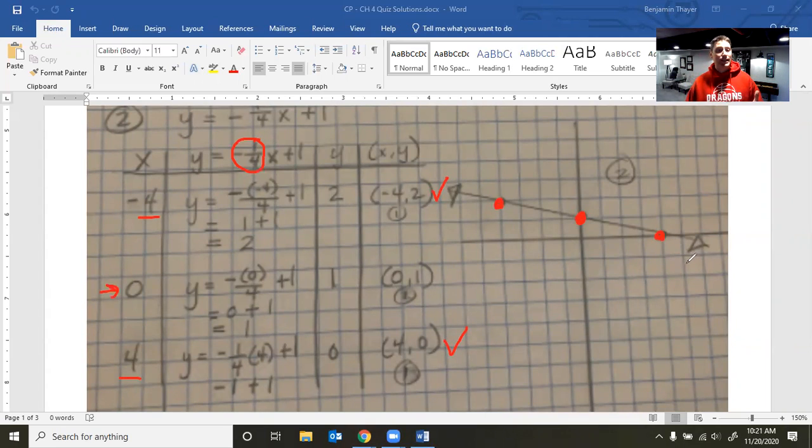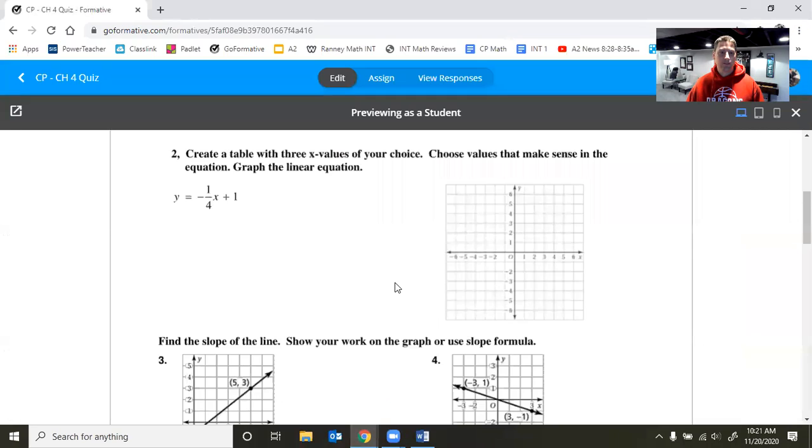Now, common sense is going to say that it has a negative slope, so your line should be going down from left to right. That's an easy way to check your work. So that was 1 and 2. Let's take a look at number 3.